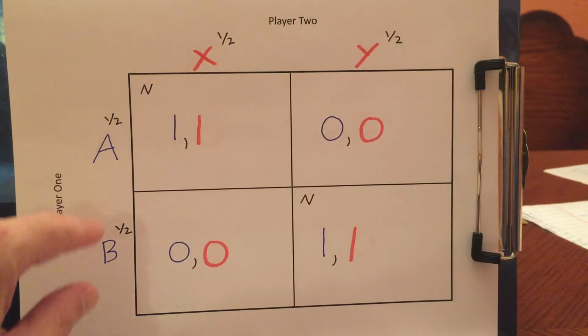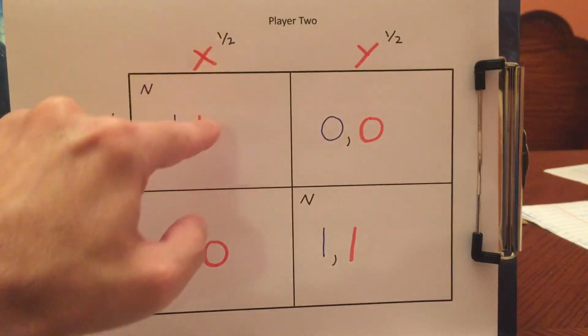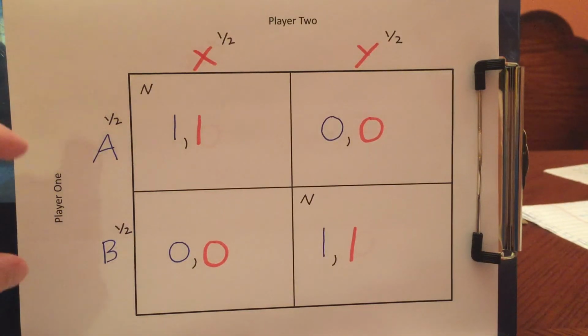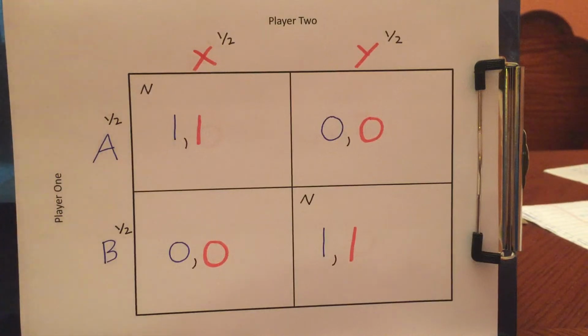So player one is happy randomizing if player two is picking 1/2, 1/2. Player two is happy doing anything. She would be happy just playing A, just playing B, or picking any possible probabilities. But that means she would be happy playing the probabilities 1/2 and 1/2.